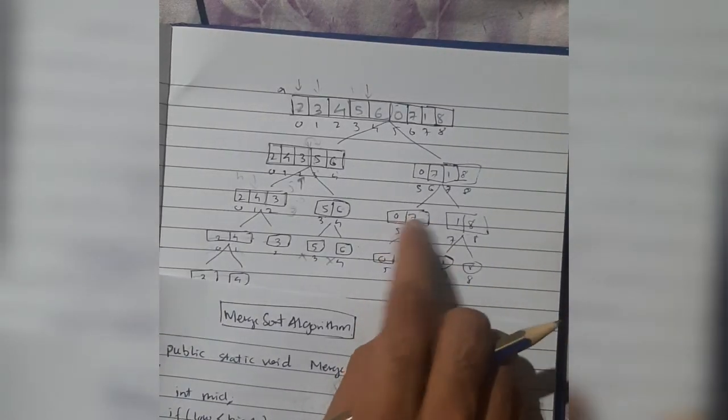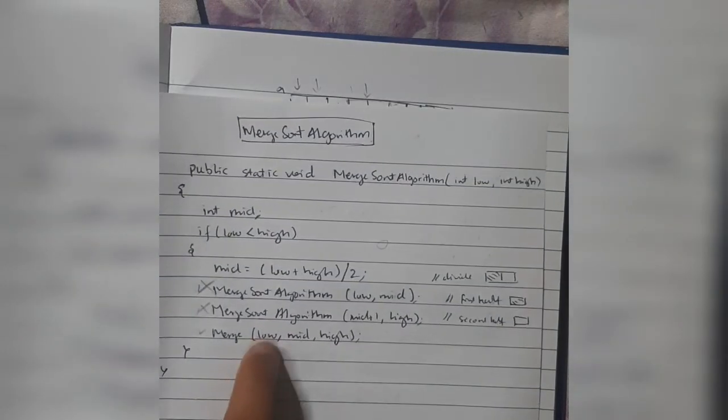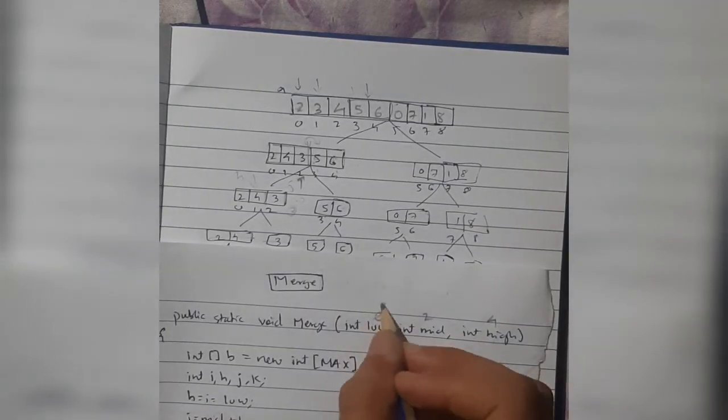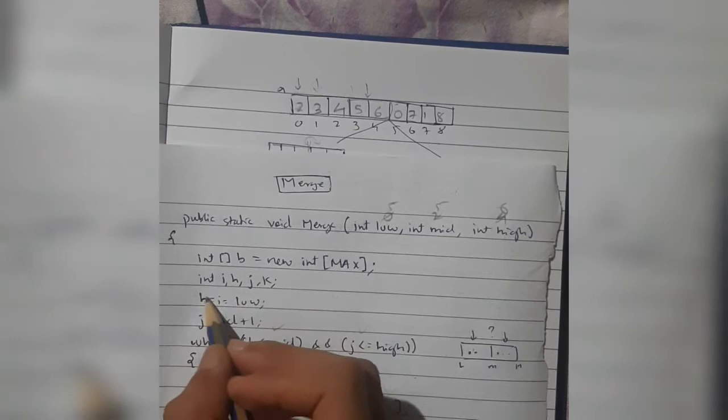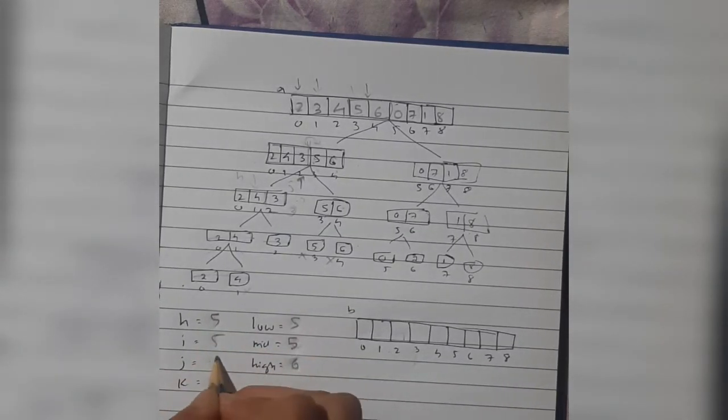Then the third one, merge will be done for this one. When we call the merge with low, mid and high values of 5, 5 and 6, let's do that here. 5, 5 and 6. A new array will be created here. So we'll be having a new array here. In this, the I, H, J and K will be initialized as new values. H and I will be low, 5 and 5. J will be mid plus 1, which is 6.